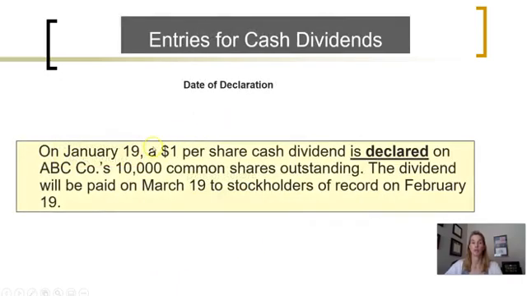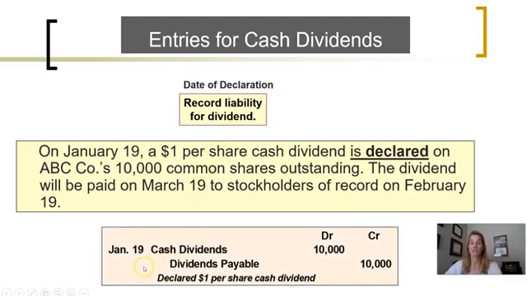For example, date of declaration. On January 19th, a $1 per share cash dividend is declared on ABC Company's 10,000 common shares outstanding. The dividend will be paid on March 19th to stockholders of record on February 19th. On the date of declaration, the Board of Directors announces that a dividend will be paid. That means the company has a liability to pay that dividend. We will need to record that liability.